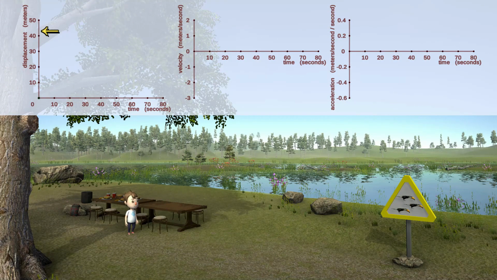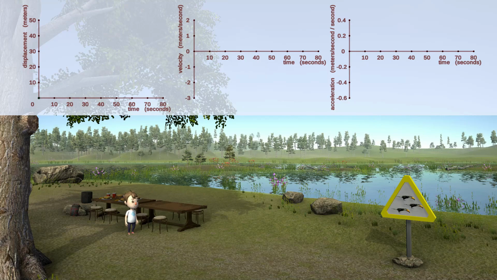Displacement is a distance given in meter in our example. Velocity is the rate at which this distance changes, so it's given in meter per second. Acceleration is the rate at which the velocity changes, so it's given in meter per second per second, or meter per second squared.